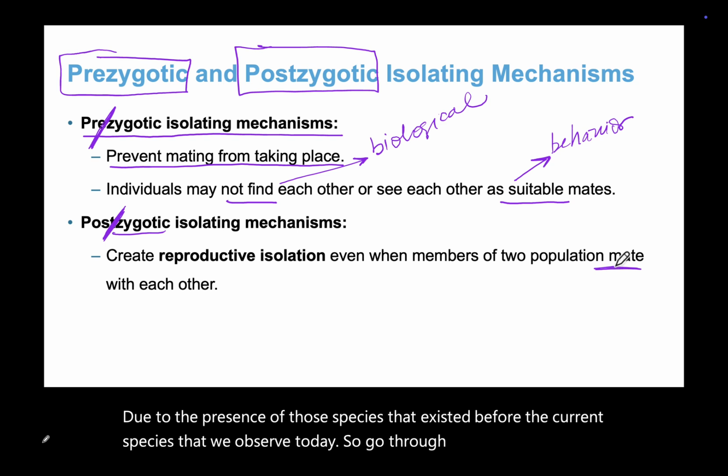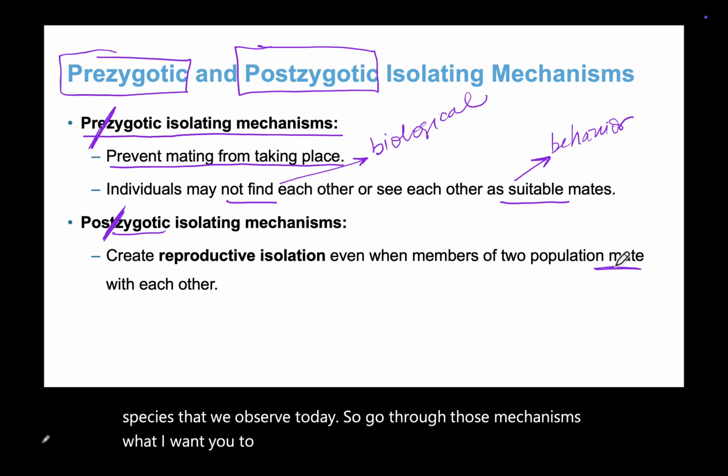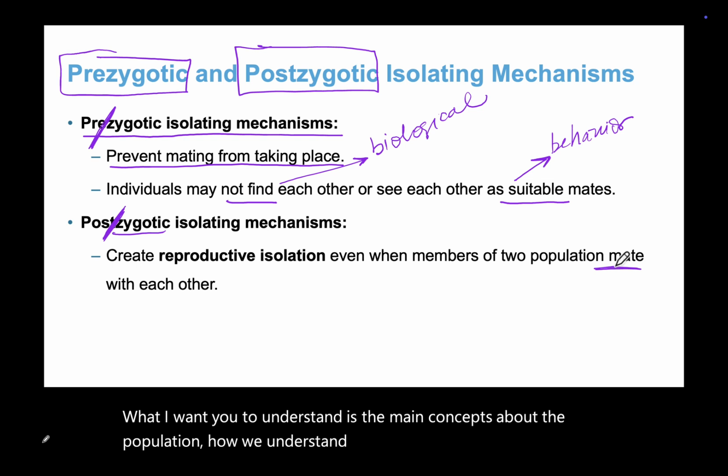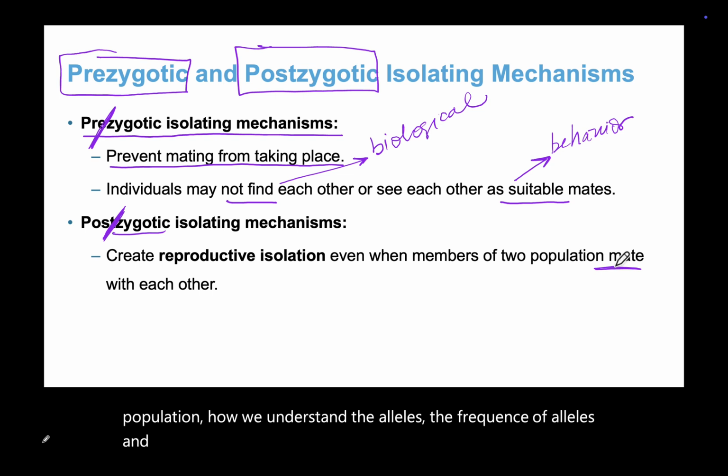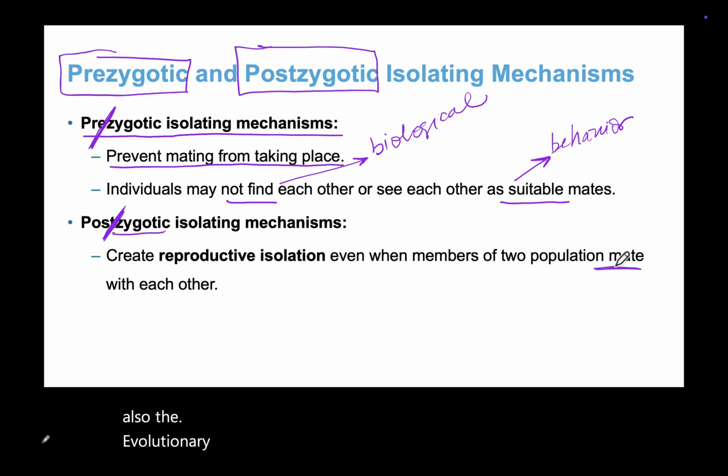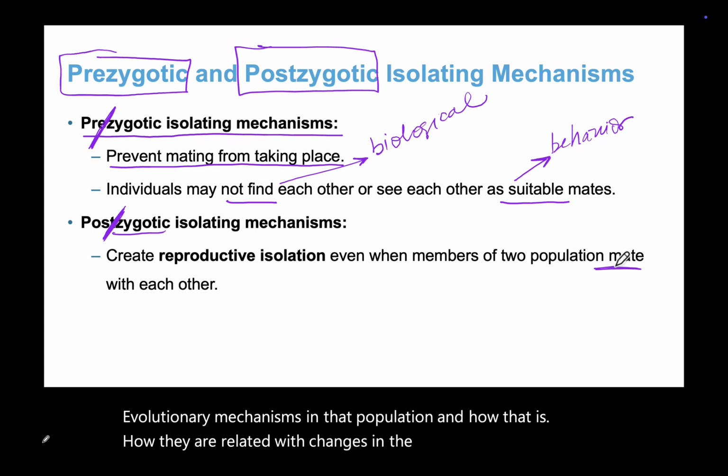What I want you to understand is the main concepts about the population, how we understand the alleles, the frequency of alleles, and the frequency of the genotypes in that population, and also the evolutionary mechanisms in that population and how they are related with changes in the frequency of the alleles and in the frequency of the genotypes.